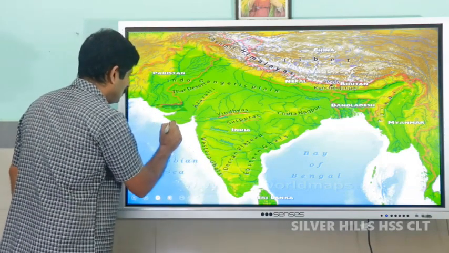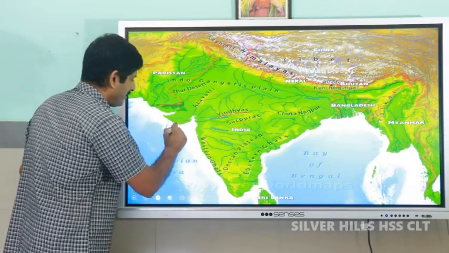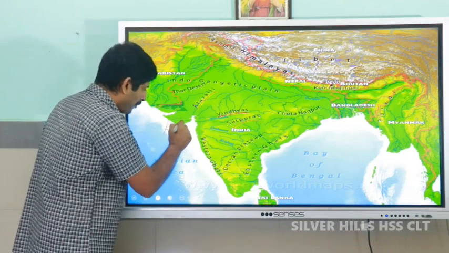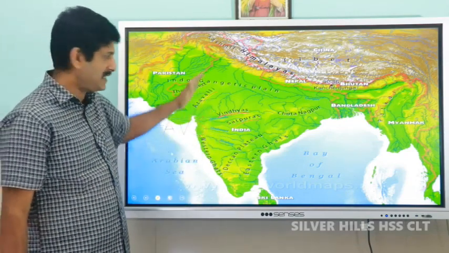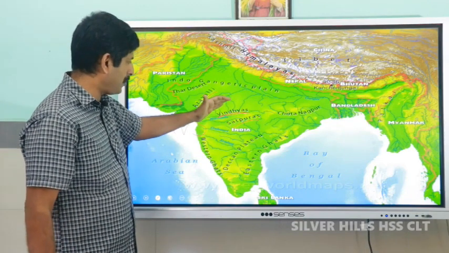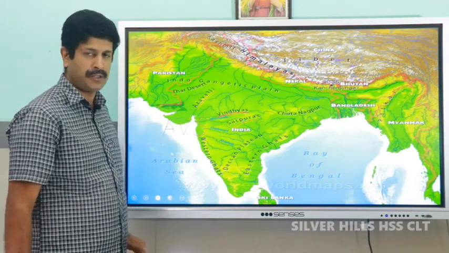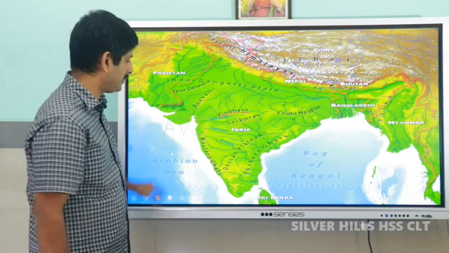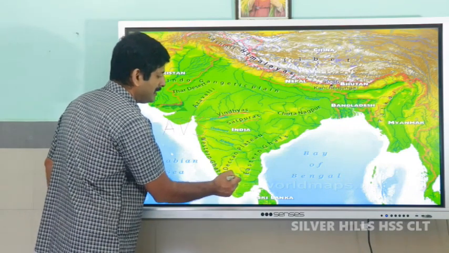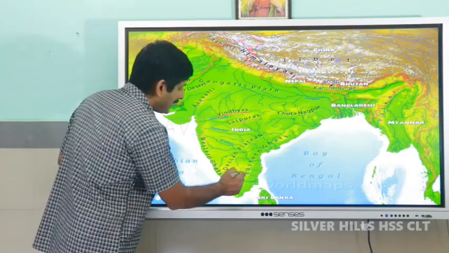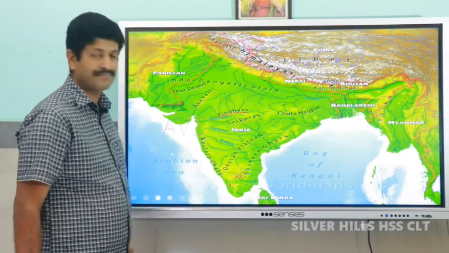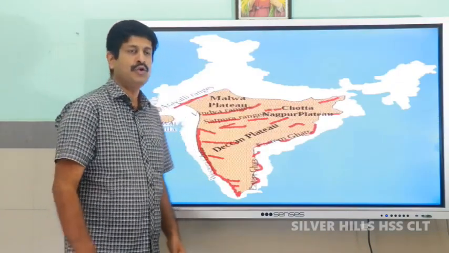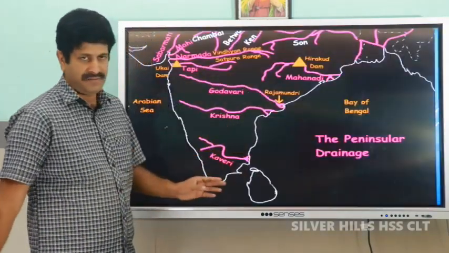I will give you a trick. The first one is the Aravalli, A, V for Vindhya, and S for Satpura. AVS. These are the three important mountains, and we have one more mountain near Kerala, Anamudi. We have Anamudi here.